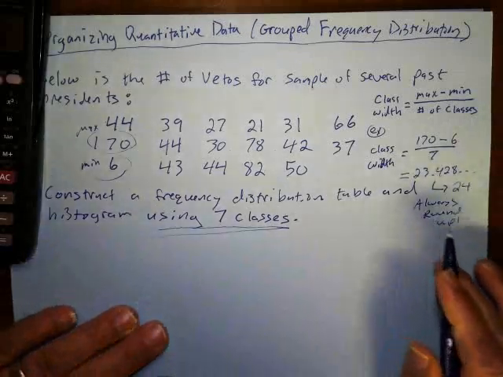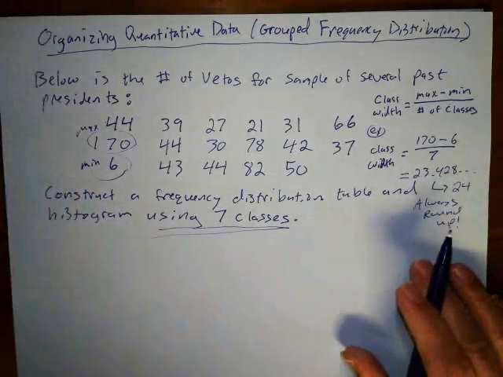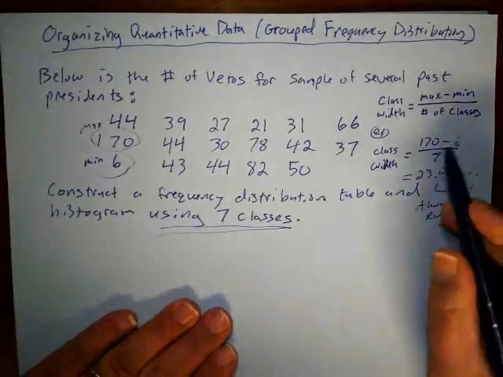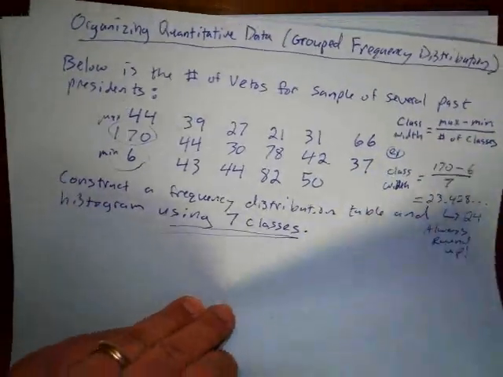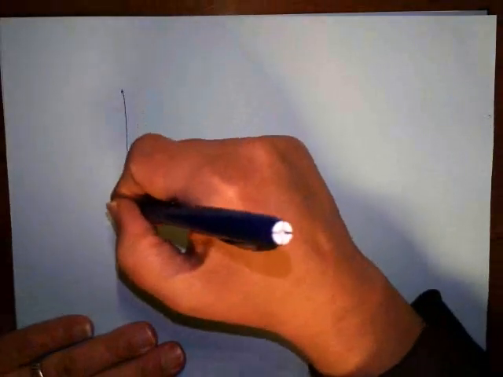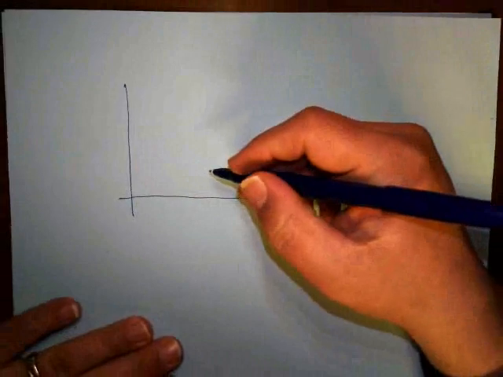Okay? Let me try to explain why this is, because this will also help you understand what we're doing with this whole class width, because it's really not that difficult to understand. Okay? Let me just give you kind of what's going on.